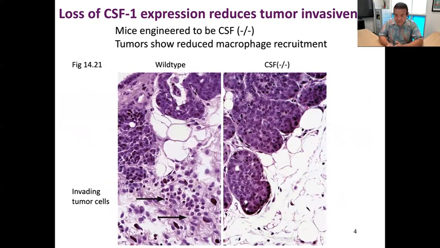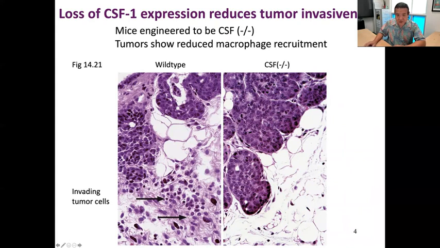Not surprisingly, if you eliminate CSF1 signaling, then you can really dampen or discourage the aggressive spread of invasive carcinoma cells. So here in the lab, they've engineered some mice to be CSF knockouts, right? So these mice, the cells no longer produce any CSF at all.